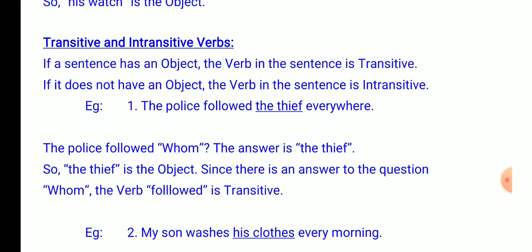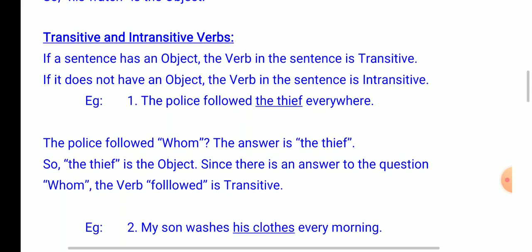Look at the examples. The police followed the thief everywhere. Here, the police is the subject and followed is the verb. The police followed whom? The answer is the thief. So, the thief is the object. Since there is an answer to the question whom, the verb followed is transitive.